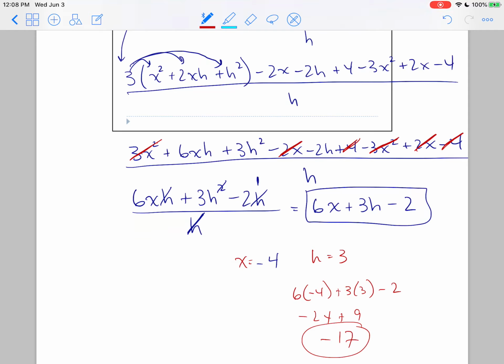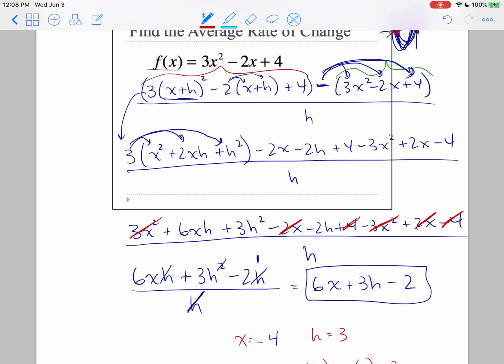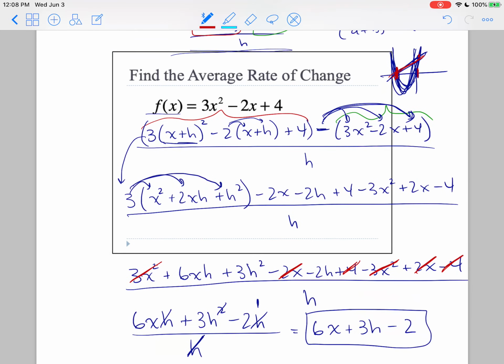And I can do this for any starting point and any interval for the entire function, and it will give me the average rate of change over that interval. And this becomes a really important idea when you get to calculus.